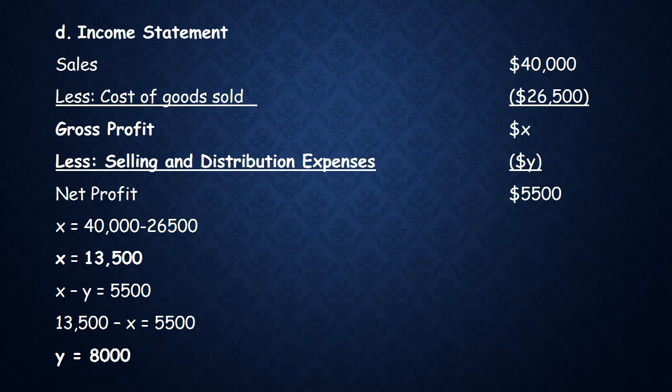Now you have to make an income statement, and again you have some variables missing. So in this particular case, you are going to find x first because you have two important pieces of information that can help you find gross profit, which is sales and cost of goods sold. So you are going to subtract them together and you get your gross profit. Once you have your gross profit, you can calculate net profit by subtracting, x minus y is equal to 5,500, whereas x is 13,500, and you get an answer of $8,000.